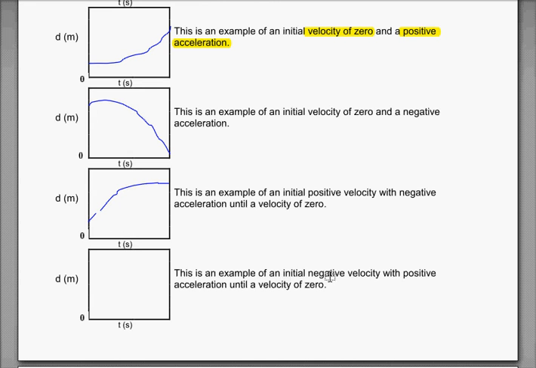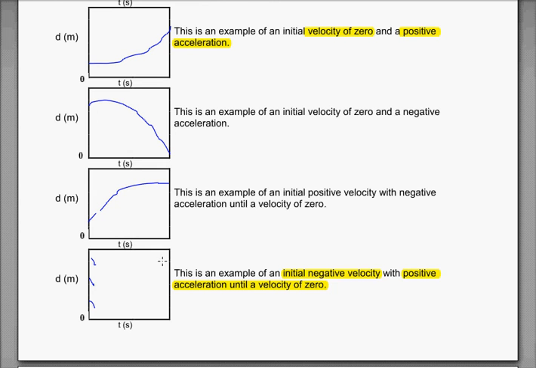This is an example of initial negative velocity with positive acceleration until a velocity of 0. Okay, but it's all important. It's all highlighted. All right, initial negative velocity. Let's draw some initial negative velocities. Pick my crown tool. Here's some initial negative velocities.